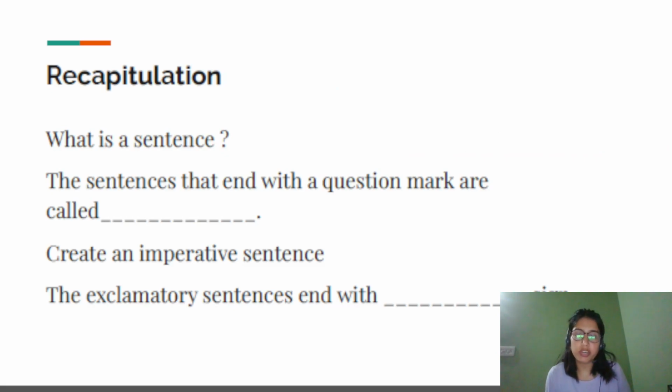Now we'll do a quick recap of what we have done today. So we have discussed different types of sentences. First, declarative sentences, where we are stating facts, we are giving information, right? And nothing is being asked, we are not expressing certain emotions. They are just stating facts, statements.